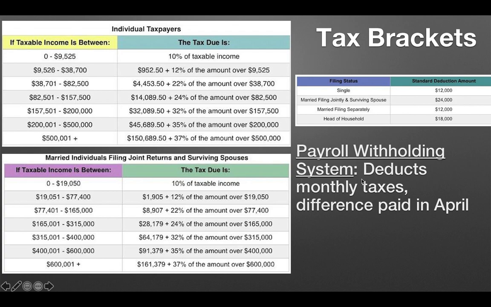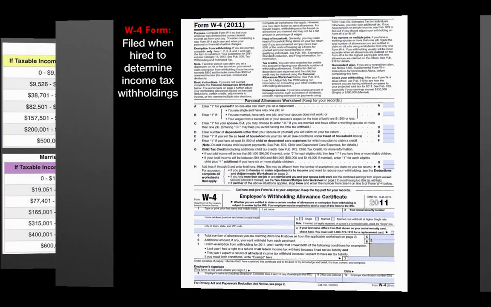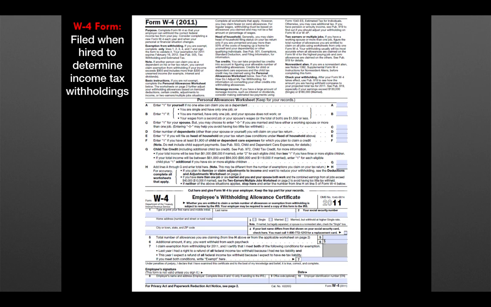So the payroll withholding system deducts monthly taxes, with the difference paid in April. Payroll will deduct every 2 weeks the taxes that you owe, and then you get the money back at the end of the year, in January, around April. You have to fill out one of these called a W-4 form when hired to determine the income tax withholdings that will be withheld.